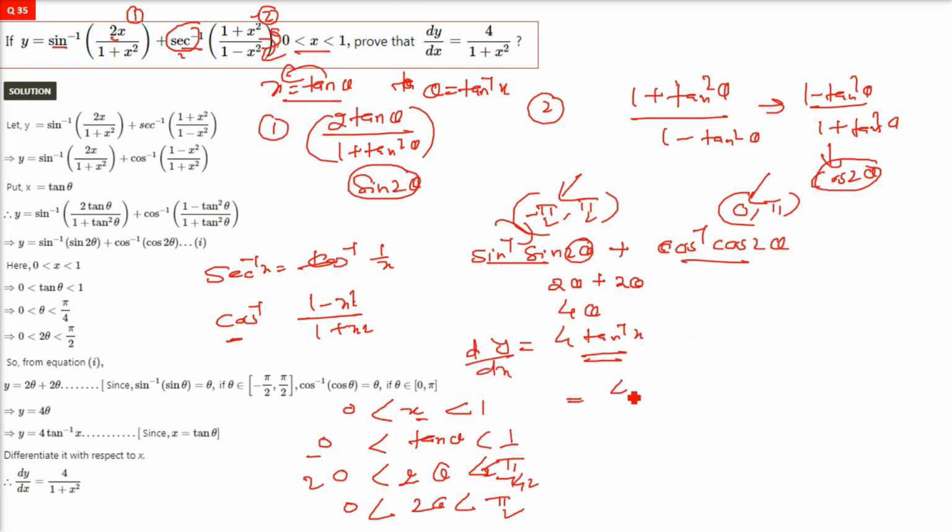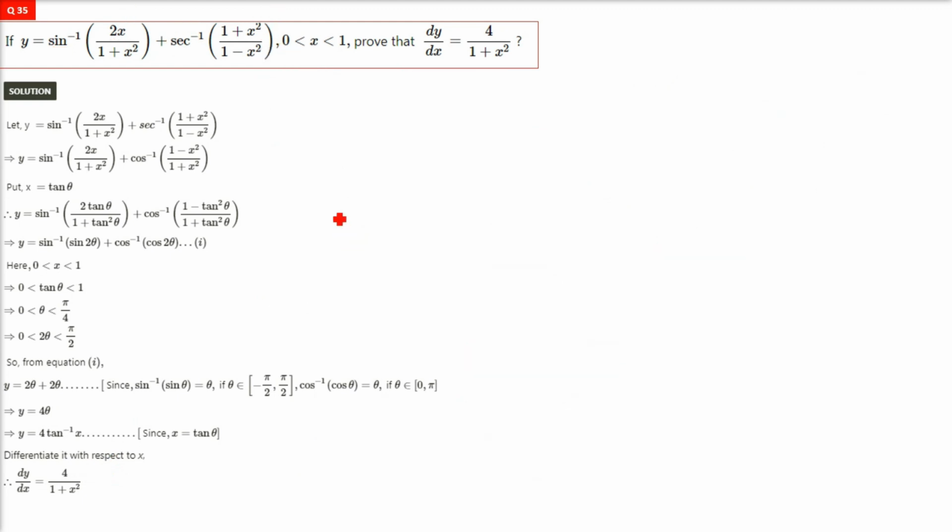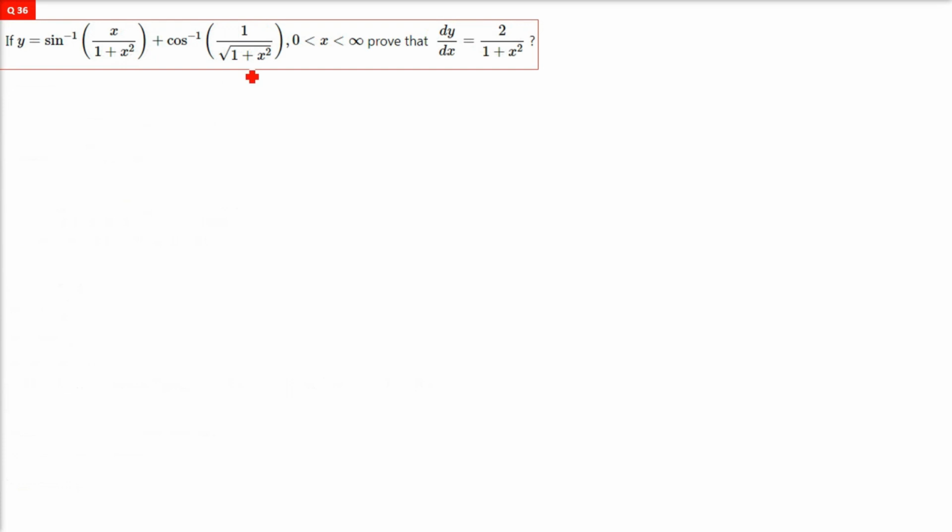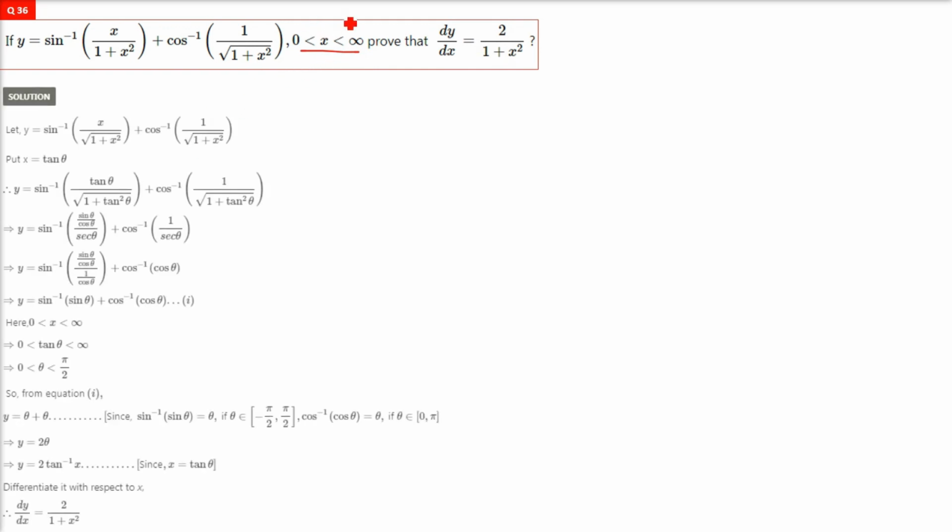dy by dx is the derivative of 4 tan inverse x, that is 4 into 1 by 1 plus x square. Now for the next one, dy by dx we have to prove to be 2 by 1 plus x square, where x is between 0 and infinity. So you know by now how to check this. I will directly do the solution without checking the range of x from 0 to infinity.